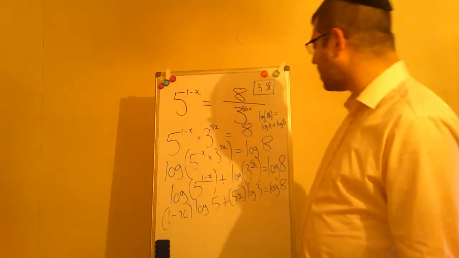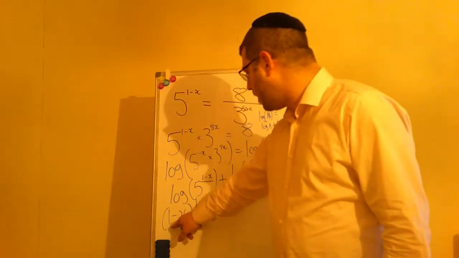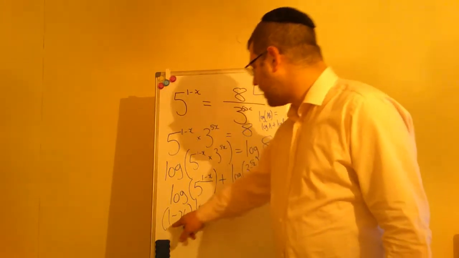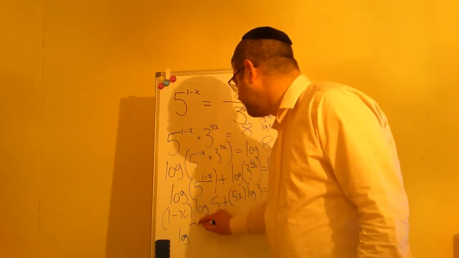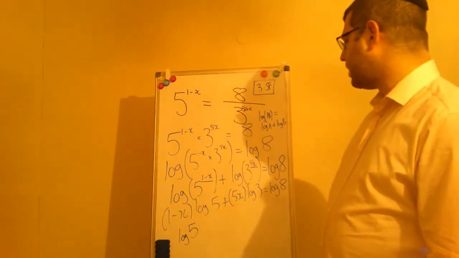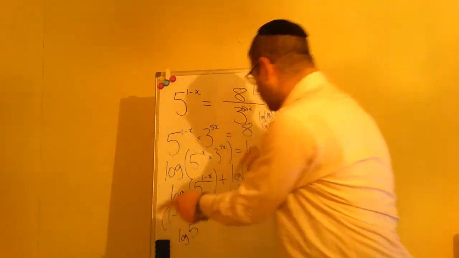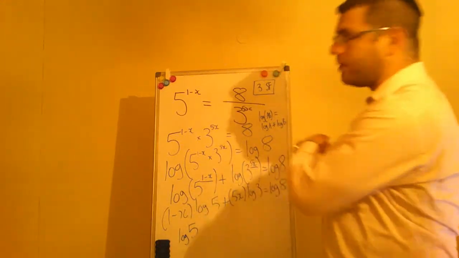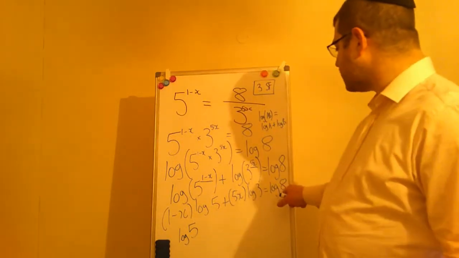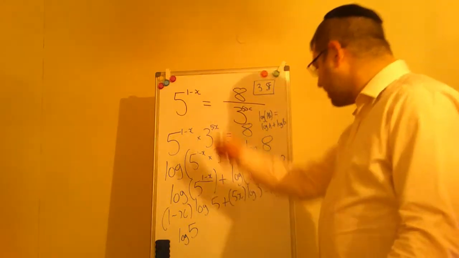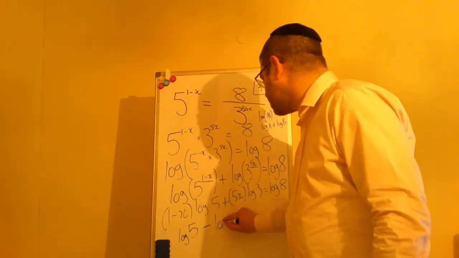So where are the terms that are independent of x? 1 times log 5. Right, so that will stay on the left-hand side. So I'll have log 5 on the left-hand side. That's an x term, so that will go on the other side. That's an x term, that will go on the other side. I'm going to deal with that in a minute. Now log 8 is a numerical term independent of x. Let's bring that across. So that will be minus log 8.